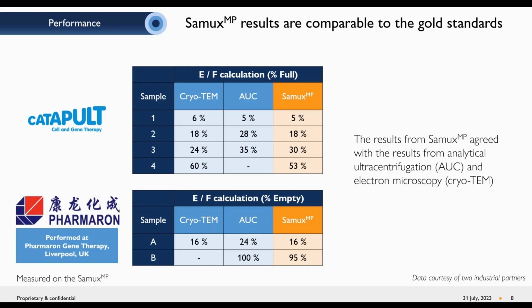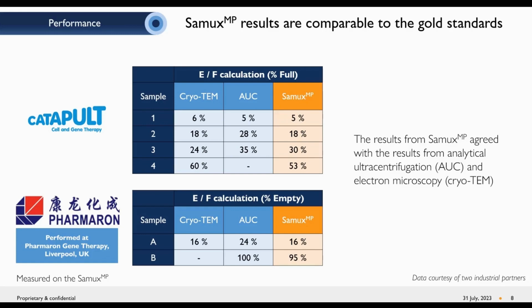We then went and further compared the empty-full ratios obtained by mass photometry with the golden standards, basically AUC and cryo-electron microscopy. This was done in collaboration with both Pharmaron and Catapult, and you can see the results that we got on this slide. So on the top table, we have the results acquired by Catapult. On the bottom table, we have the results acquired by Pharmaron. And in both cases, the SamuxMP data is in agreement with the results obtained by the golden standards, reinforcing that the SamuxMP accurately determines the empty-full ratios across the different measurements.